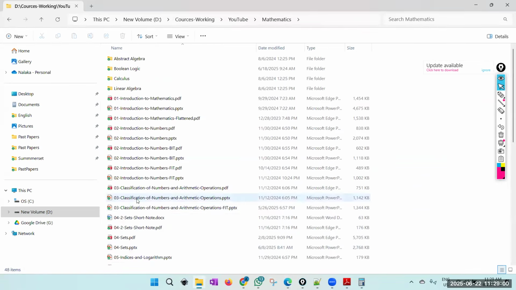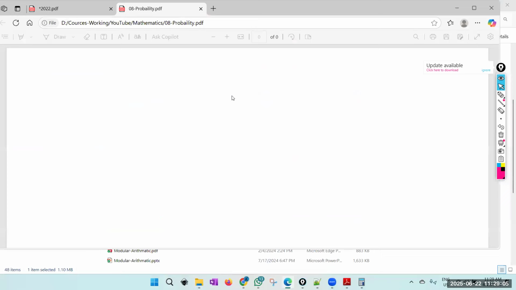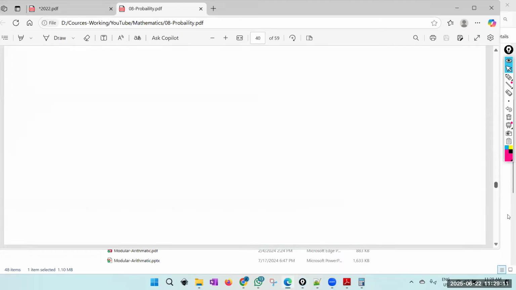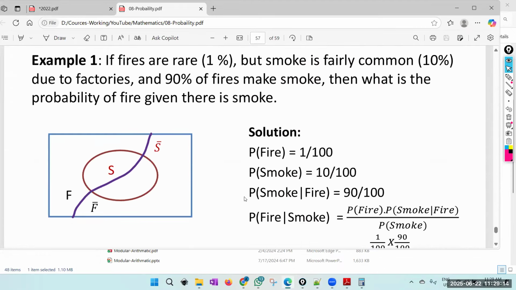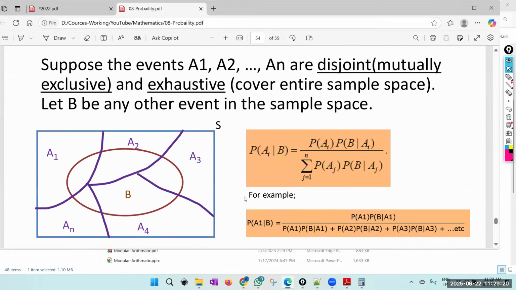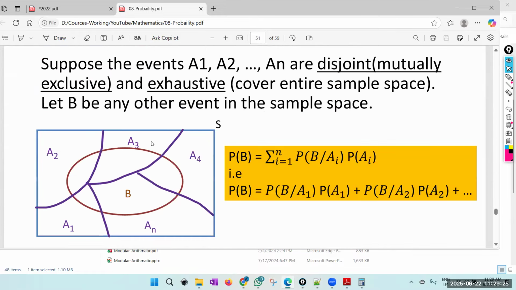Right. Total probability law, right? Probability of B happening. Now B means defective. So that is probability of B given A1 into probability of A1 plus probability of B given A2 into probability of A2 and so on. Okay.